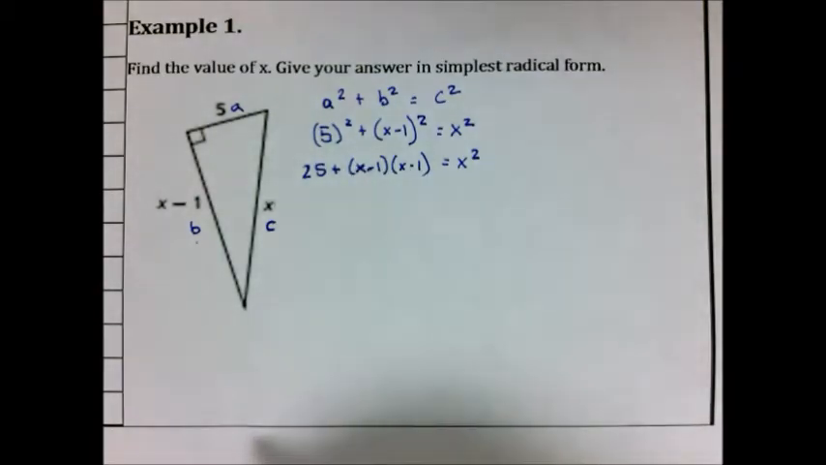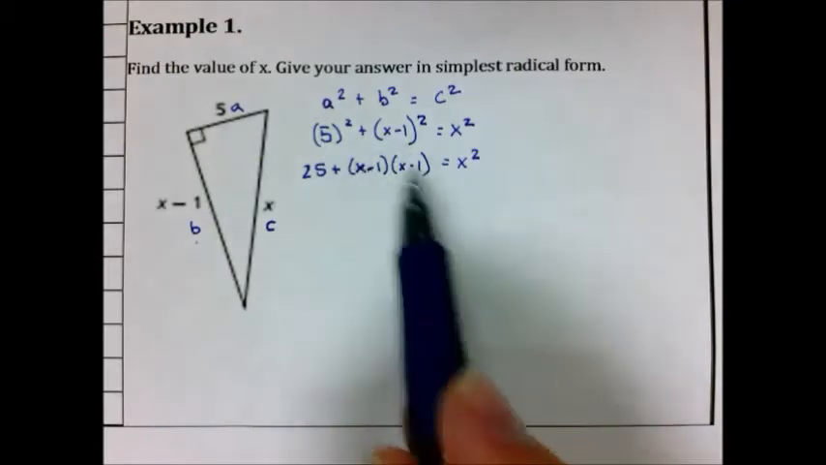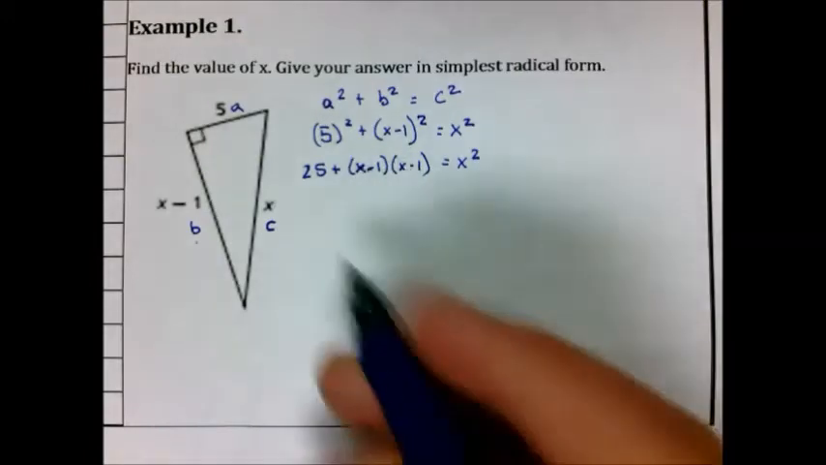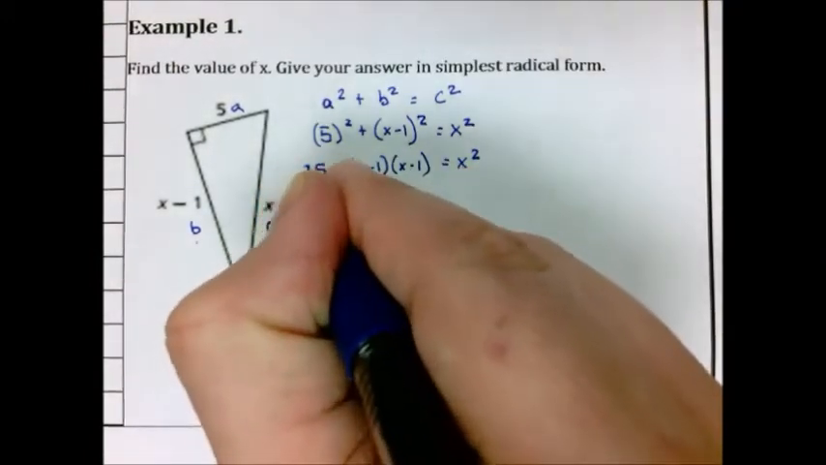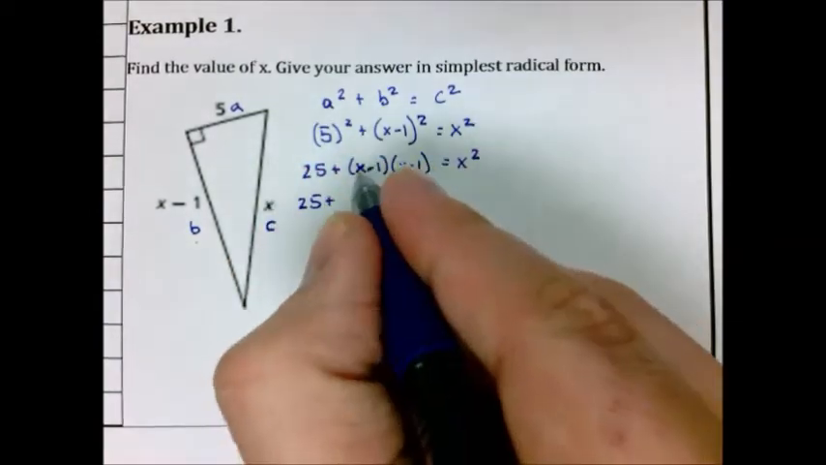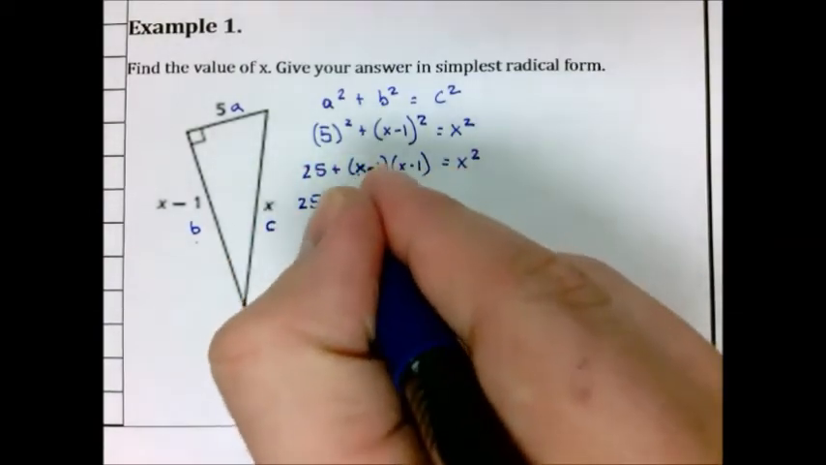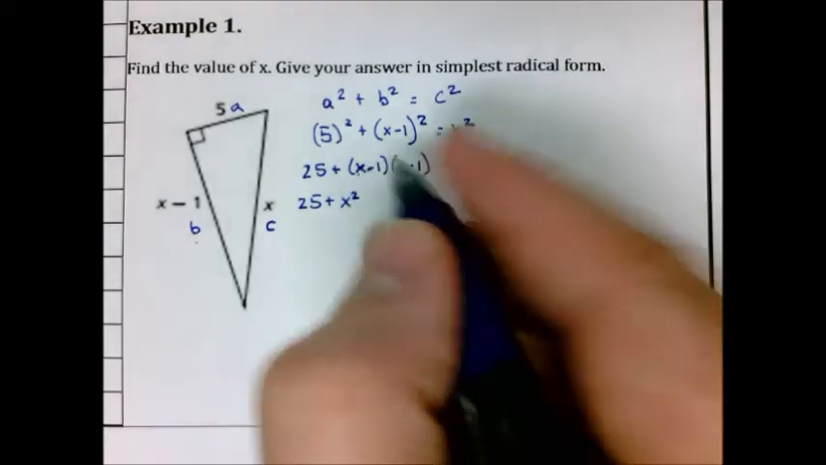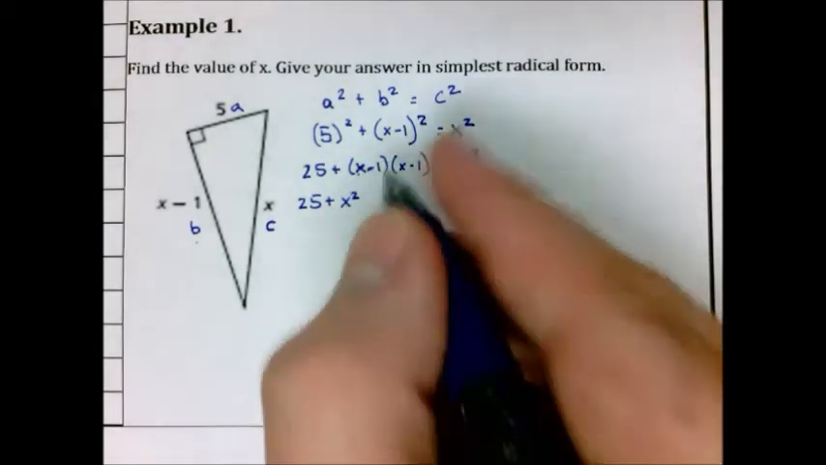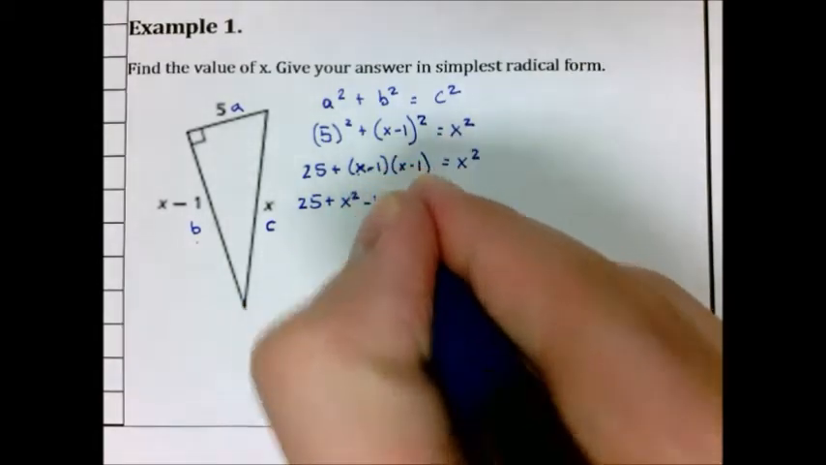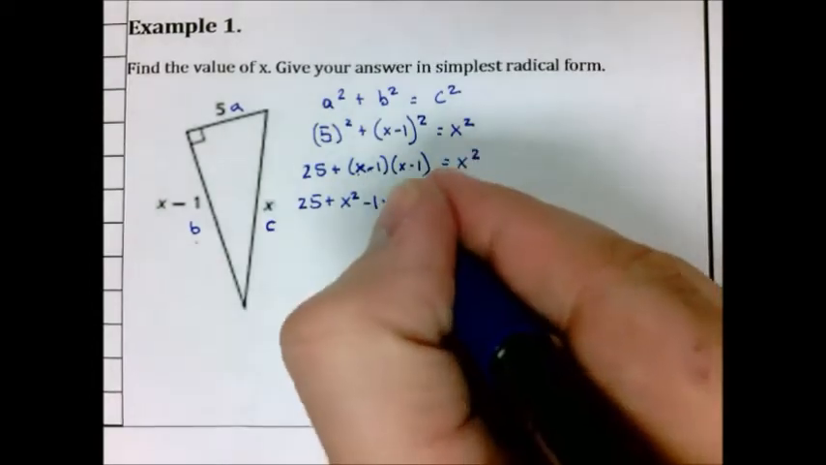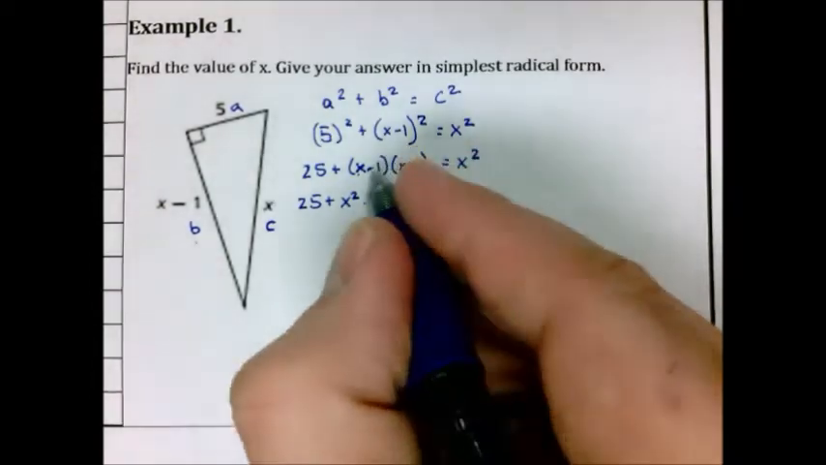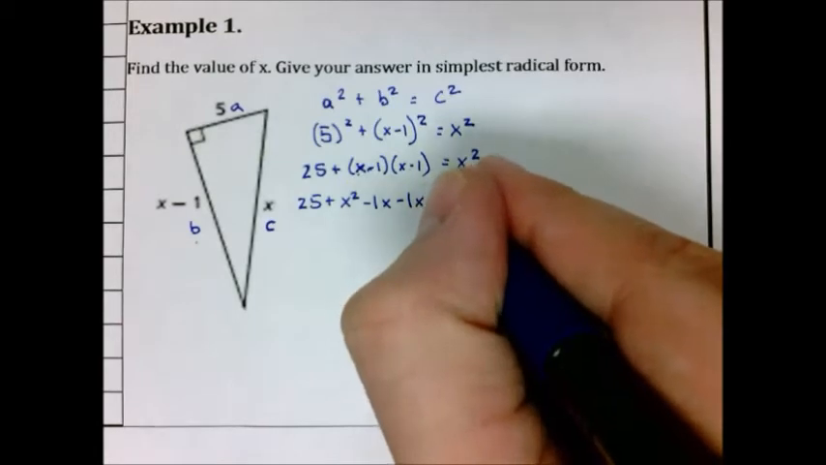Remember, we have to FOIL it: do the firsts, the outsides, the insides, and then the lasts. We've got 25 plus x times x, which is x squared. x times negative 1 is negative 1x. Negative 1 times x is another negative 1x. And finally, negative 1 times negative 1 is a positive 1.